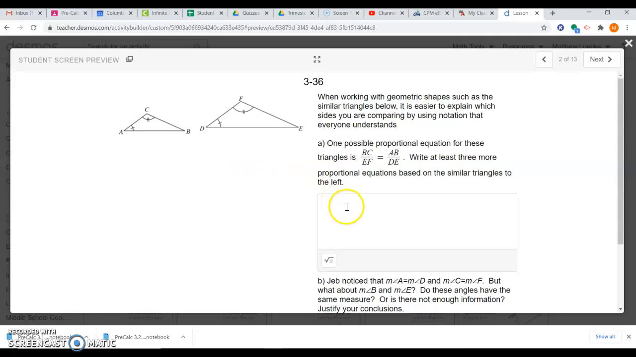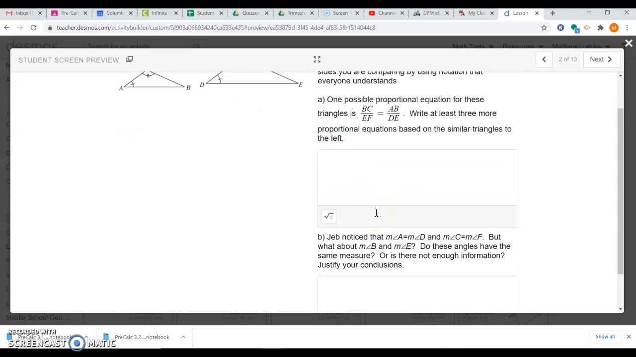And so we need to write three different ones from the ones that they used. And there's a ton of different options. We just need to do three more.